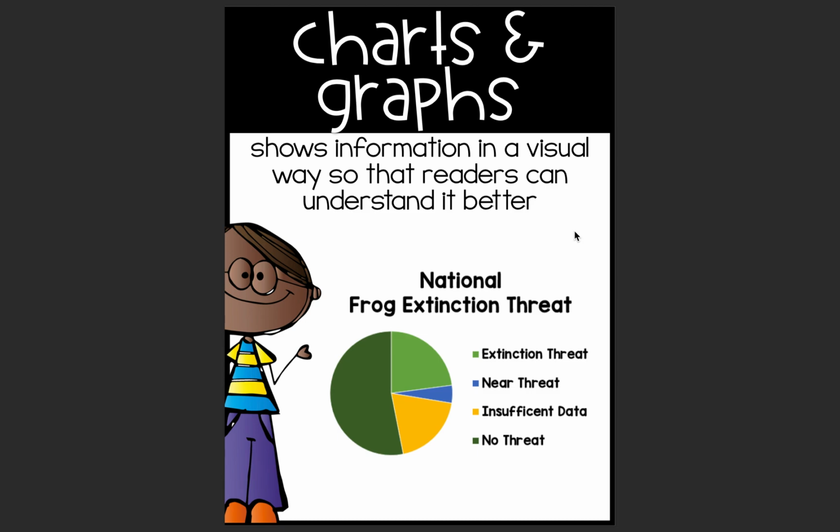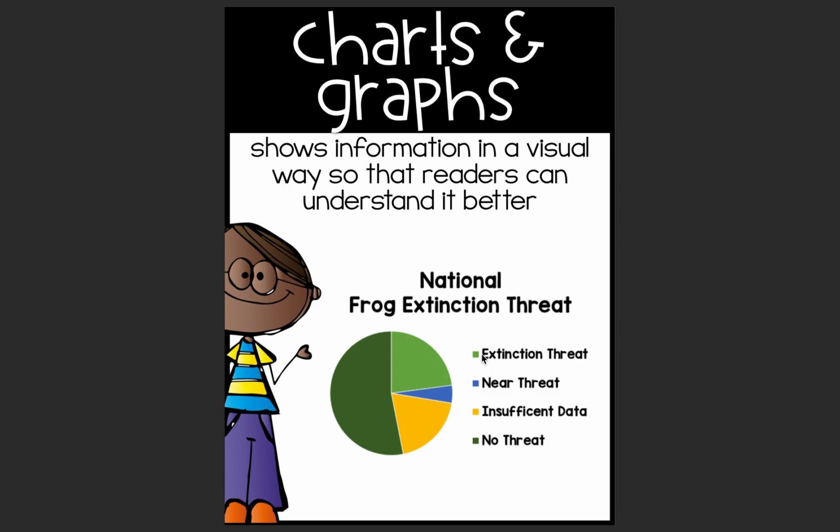Charts and graphs. So shows information in a visual way so that readers can understand it better. And I know second grade, you guys have been working with graphs in math. So this is very similar to that. National frog extinction threat. So here it's giving us a graph. Okay, this is a pie graph. And each color represents something different.